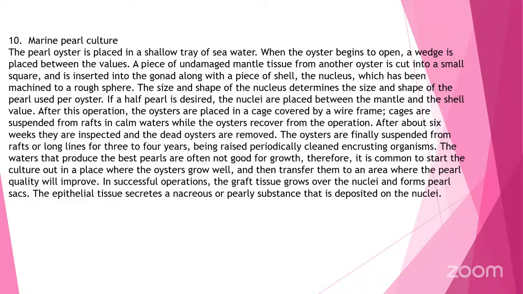Therefore, it is common to start the culture out in a place where the oysters grow well and then transfer them to an area where the pearl quality will improve. In successful operations, the graft tissue grows over the nuclei and forms pearl sacs. The epithelial tissue secretes a nacreous or pearly substance that is deposited on the nuclei.